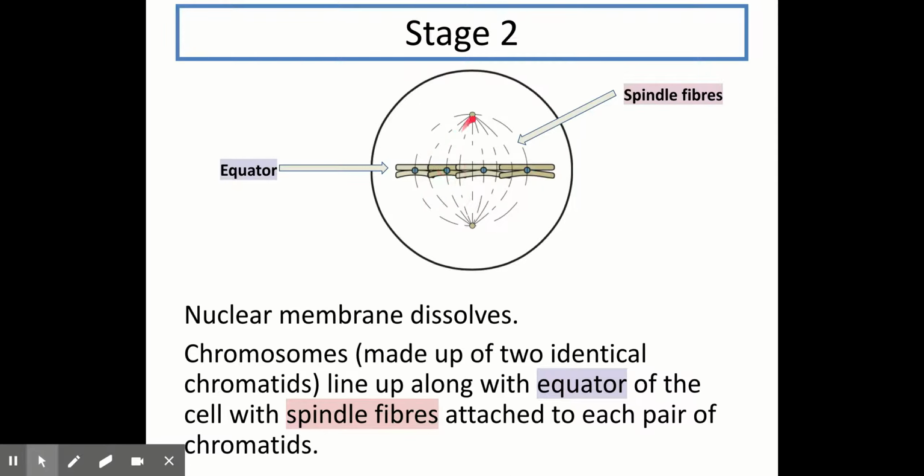Now these dotted lines that are coming down from the top and the bottom here are called spindle fibres, and they attach to each chromosome or pair of chromatids. So the nuclear membrane dissolves, the chromosomes line up along the equator of the cell and are attached to spindle fibres.